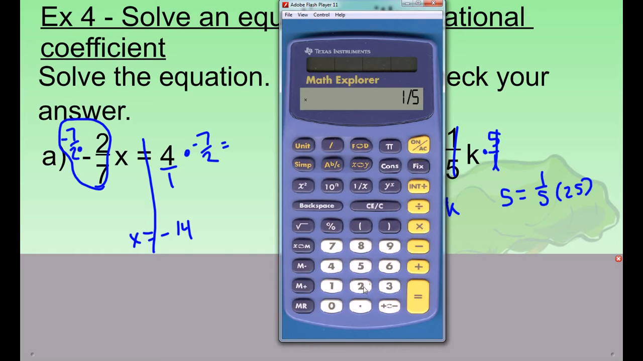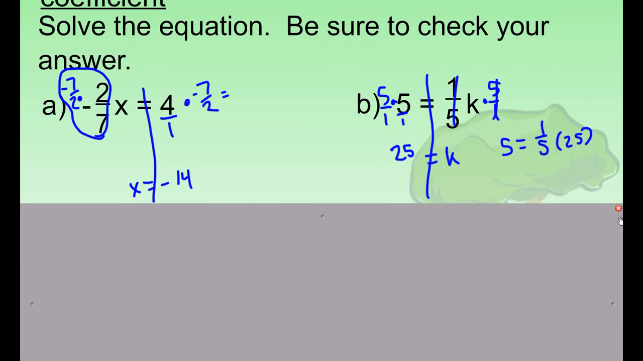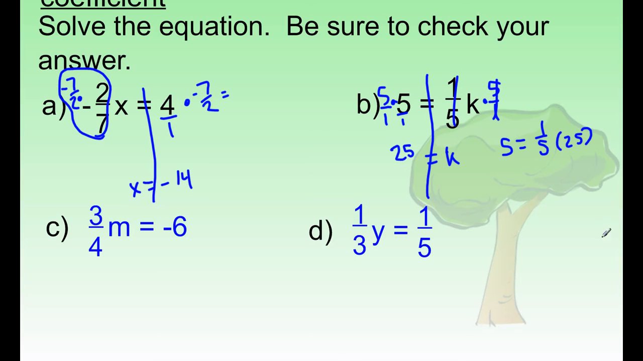1/5 times 25 equals 5. Yeah, it's being stupid. But it works. It's true. What I'd like you to do is try these two problems, please. Letters C and D. Pause the video, try them on your own. When you're ready to continue, hit play, and we'll go through them together.